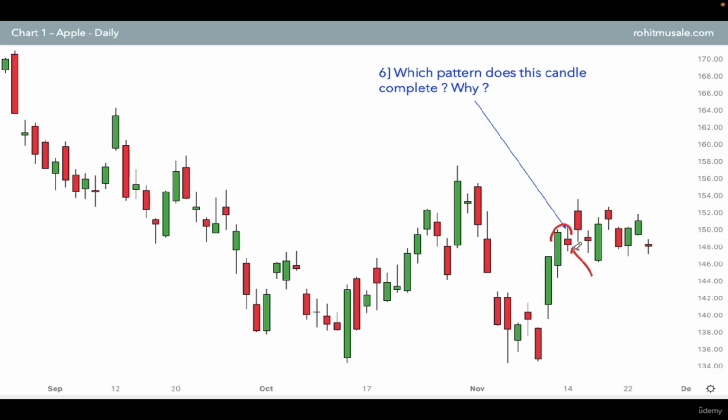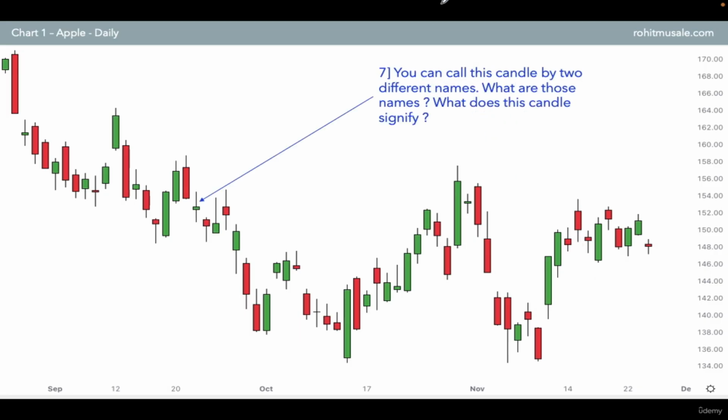Okay? Number 7, you can call this candle by 2 different names. Of course, it's a high wave candle. A high wave candle is where you have a long upper shadow and a long lower shadow. So it's an indecision candle. It signifies indecision. Another name you can call it by is a spinning top because of the small real body.